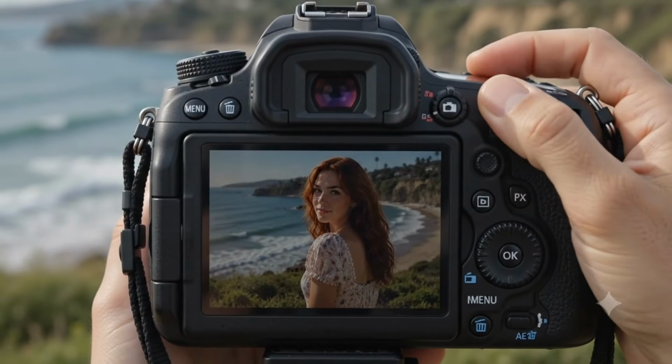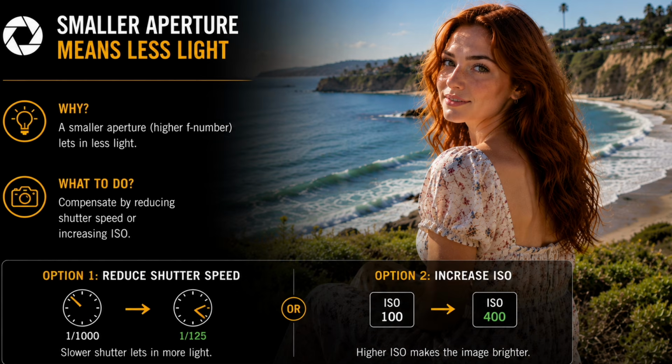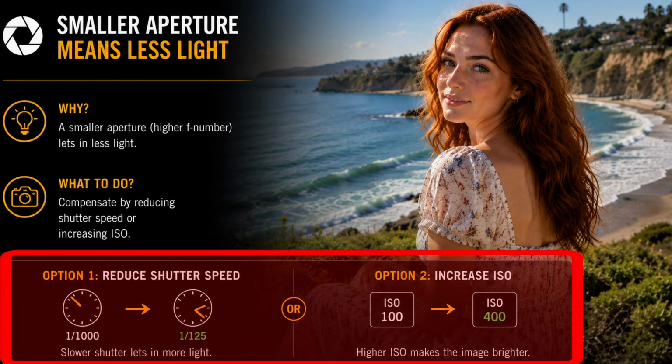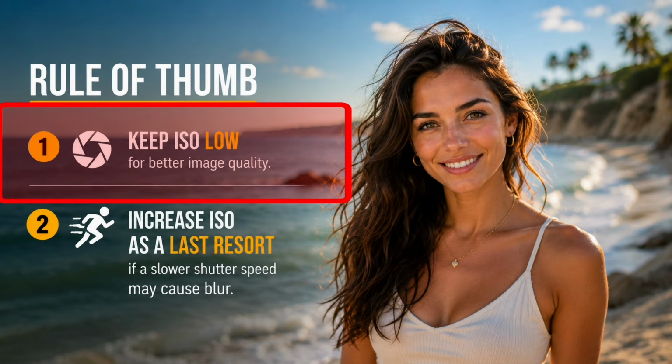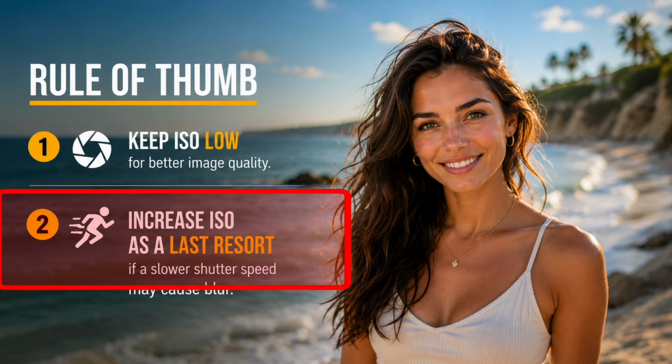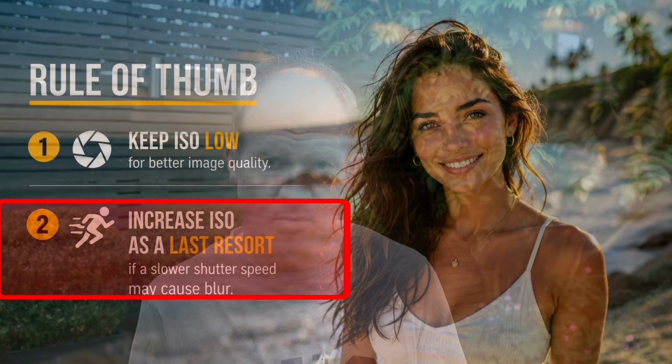This will have the side effect of reducing the light into the lens, which may be fine in a totally bright situation, but in less bright sunlight, it's going to be possible that this can make the exposure too underexposed. So you'll need to compensate for this by reducing the shutter speed or increasing the ISO. As a rule of thumb, always keep the ISO as low as possible to maintain image quality, and only increase the ISO as a last resort if reducing the shutter speed risks blur from the camera shake or subject movement.